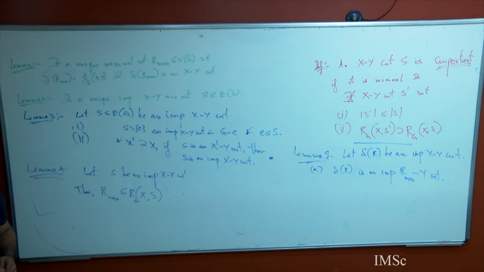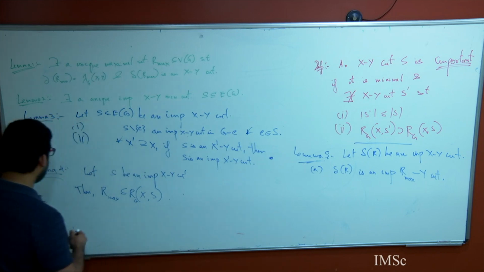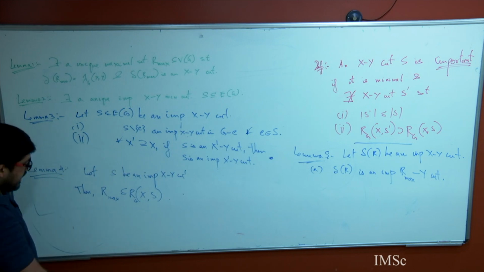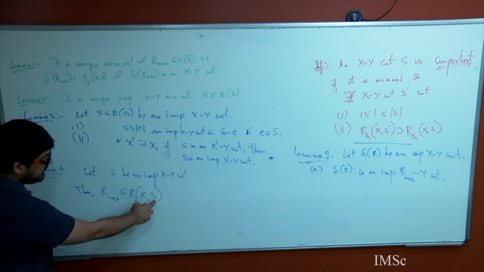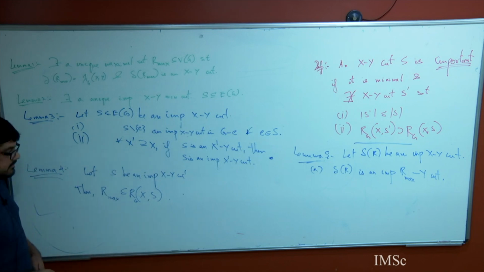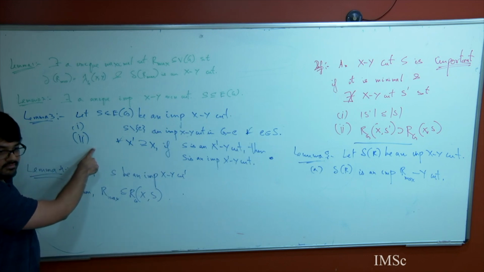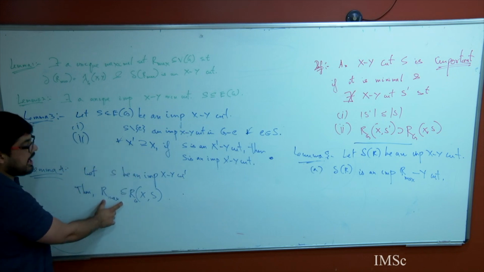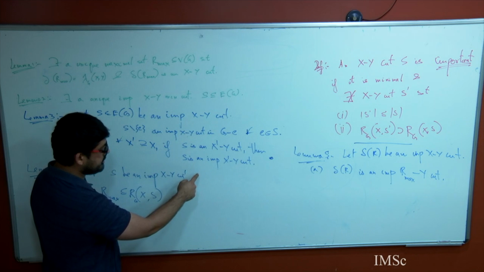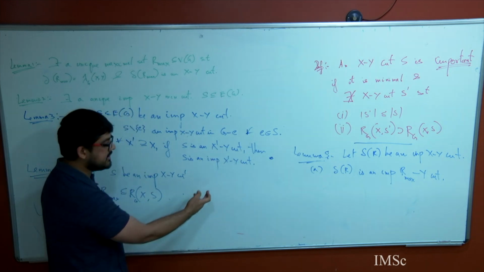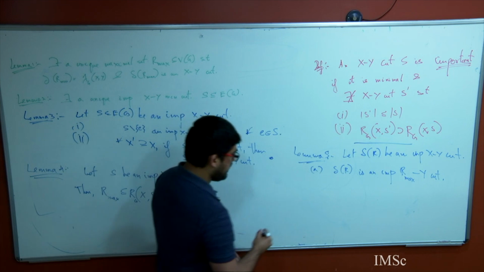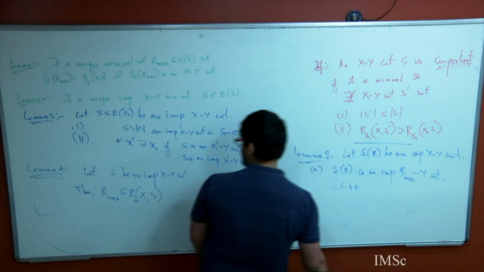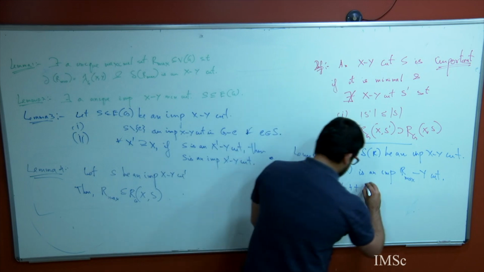Why is this true? Very good. So it should follow from, well, lemma 4 says that the reachability set of S also includes R max. And lemma 3(2) says that if I set X prime equals R max, then it is an important cut, which means it is an R max Y important cut. Right? So this would be L4 plus L3(2).